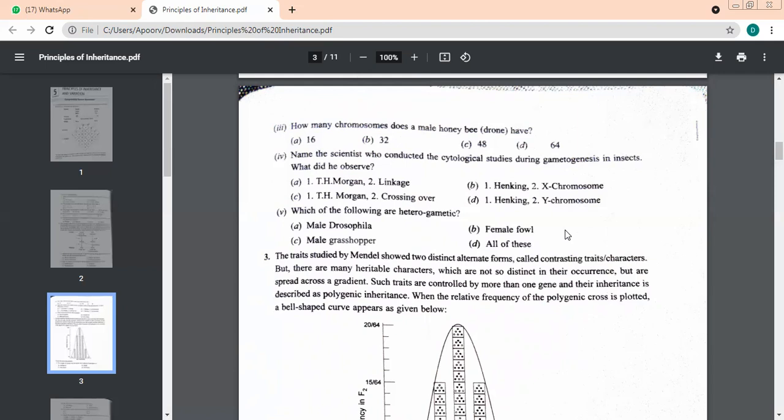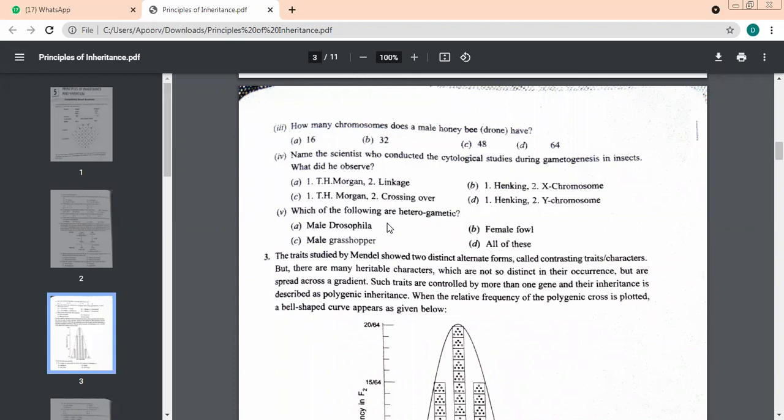Fifth, bache. Male Drosophila. Ma'am, male grasshopper. Take a minute. You people are getting confused. Take a minute. I'll hold on. Think for the correct answer. Ma'am, C. Okay. She changed her answer. Yes, bache, what about you? Ma'am, A. Male Drosophila.